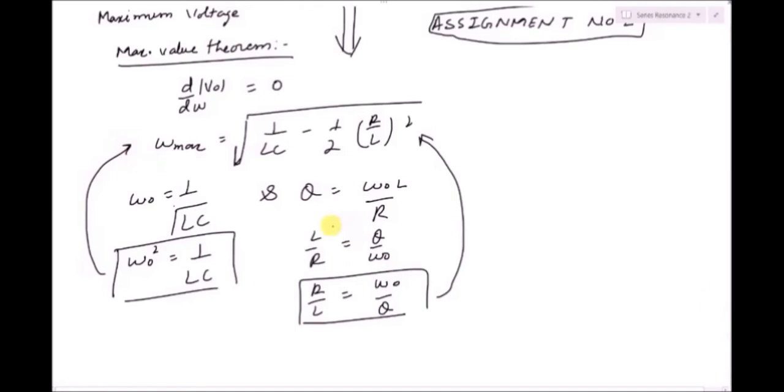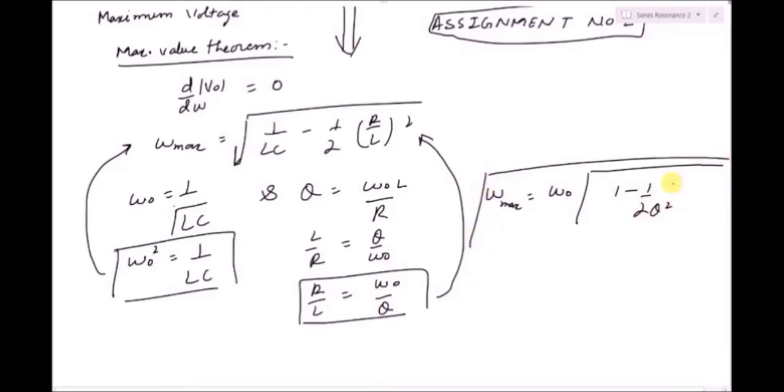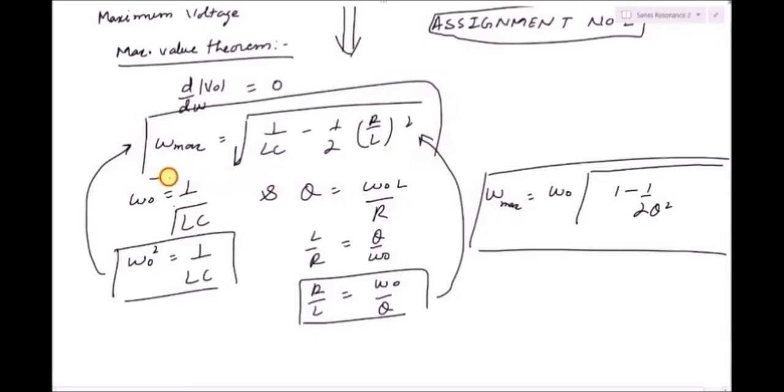So the second formula for the frequency at which maximum voltage occurs is actually omega naught times under root of 1 minus 1 over 2Q square. So we calculated two formulas for the frequency at which maximum voltage occurs. One is in terms of resistor, capacitor and inductor values, and the other one is in terms of resonant frequency and quality factor.